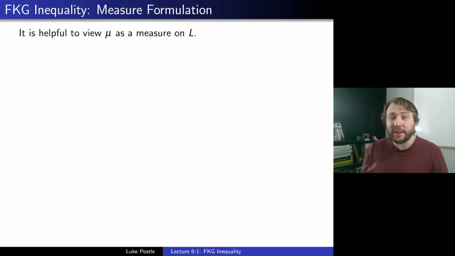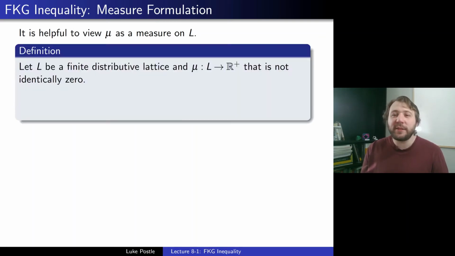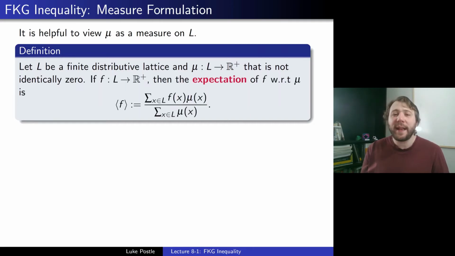What do I mean by that? Well, if I had a finite distributive lattice and this function μ that's not identically zero, then we can think of that function as having somehow weight on the lattice. We can view μ as a measure, and then we can define the expectation of a function f with respect to μ as the following.